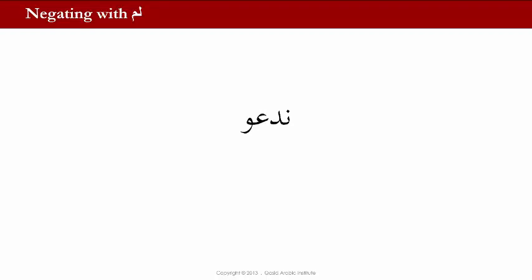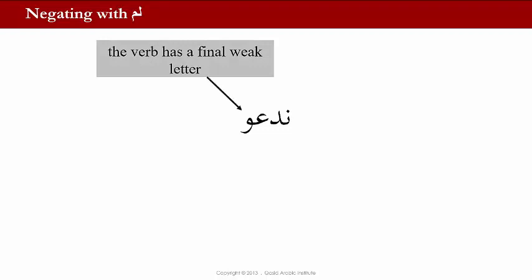Let's take the example of nad'u, which has a weak letter ending. Now, when we negate nad'u, and we say lam nad'u, we shorten the long vowel to a short vowel. That's with a weak letter ending.